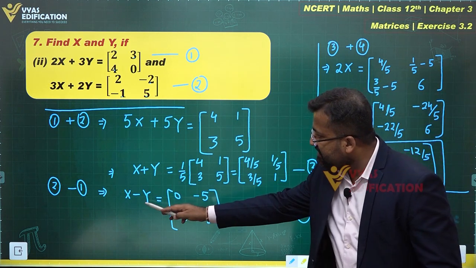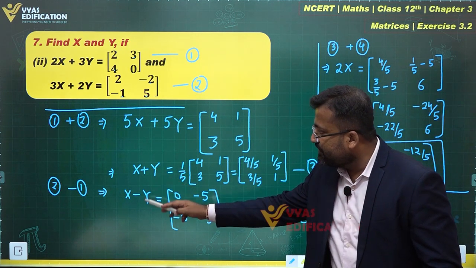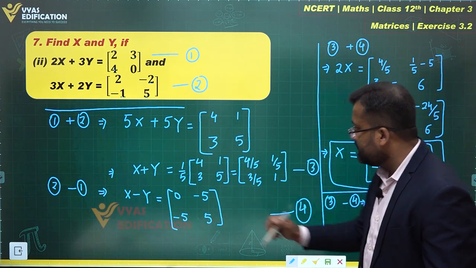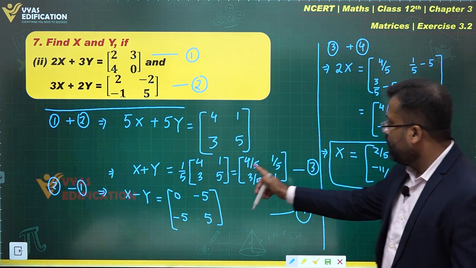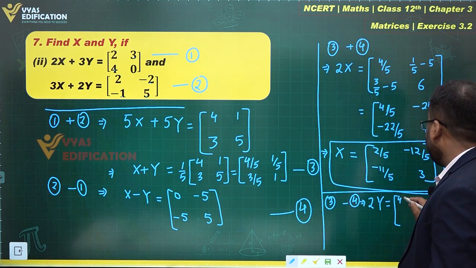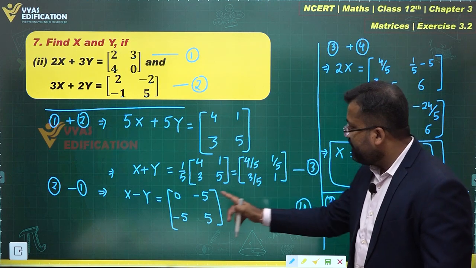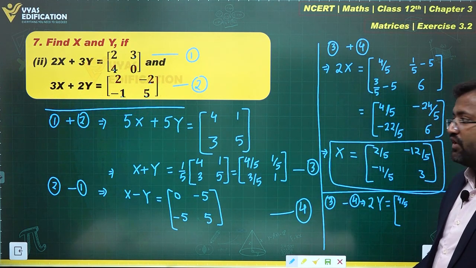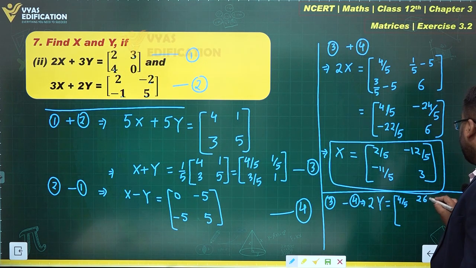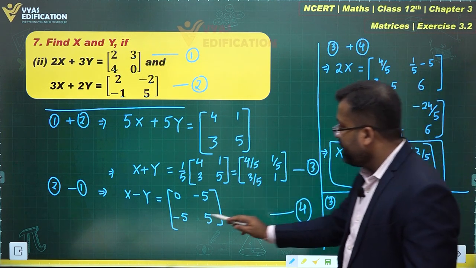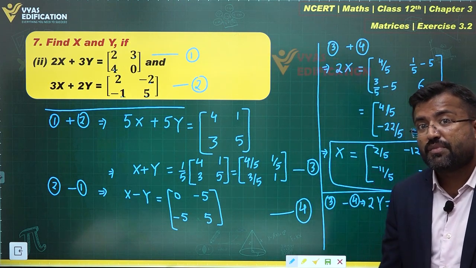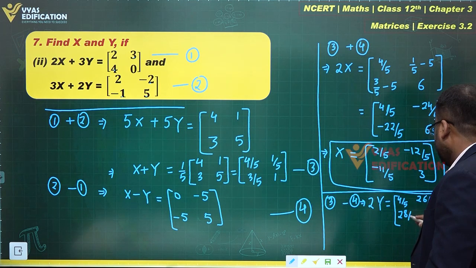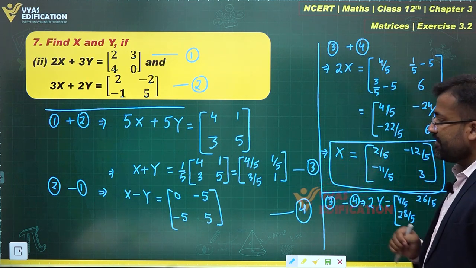Can you see this minus this? What will that be? X gets cancelled. Y minus minus y would be 2y. And that will be equal to this minus this. So 4 by 5 minus 0 would be 4 by 5 only. 1 by 5 minus minus 5 is plus 5. 1 by 5 plus 5, what is that? That is 26 over 5. 3 by 5 minus minus 5 will be 3 by 5 plus 5. What is that? 3 plus 25, which is 28 by 5. It's a similar step to this.